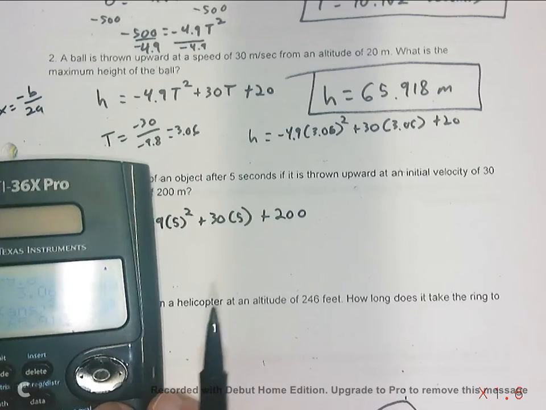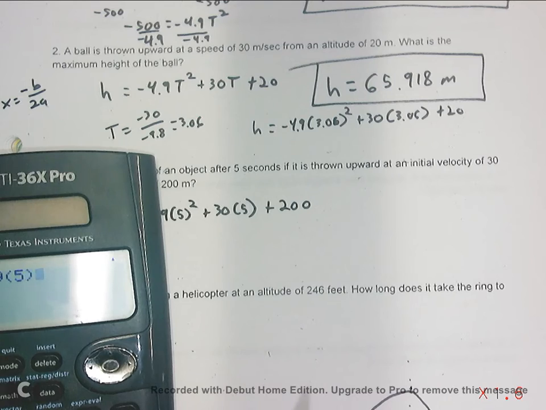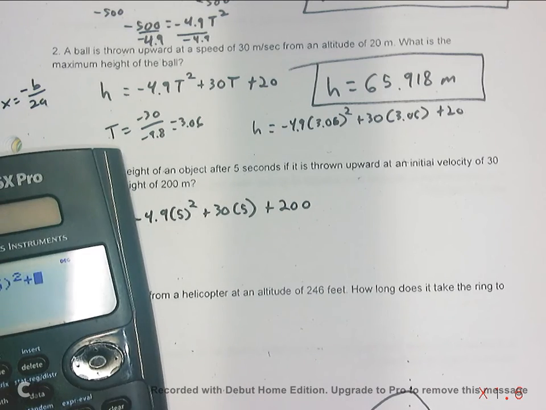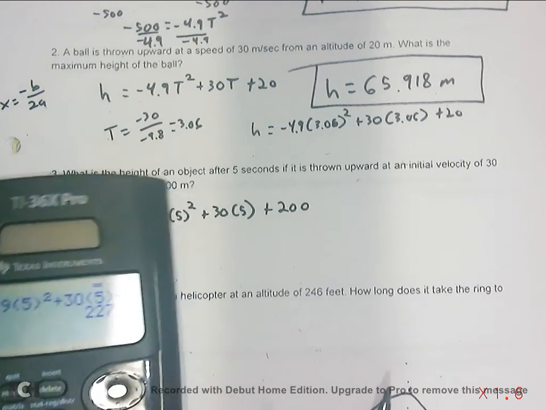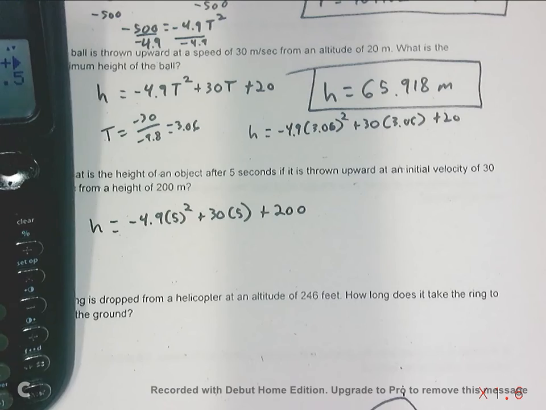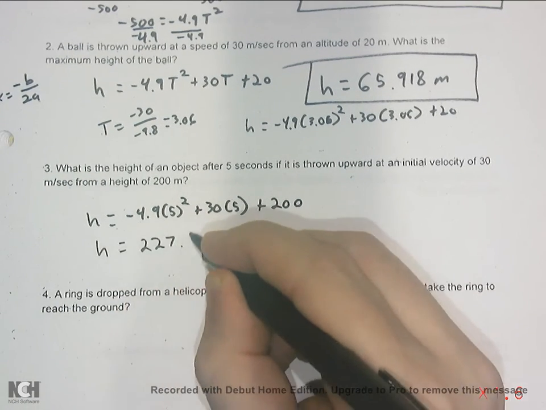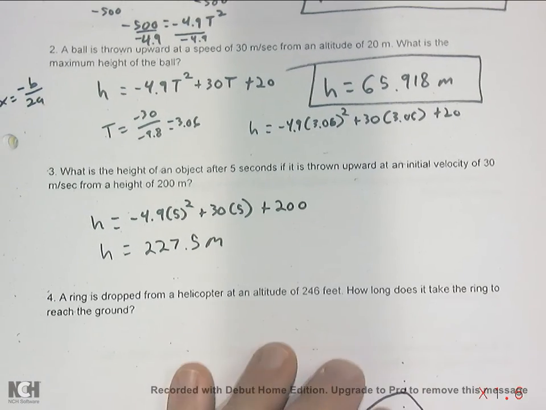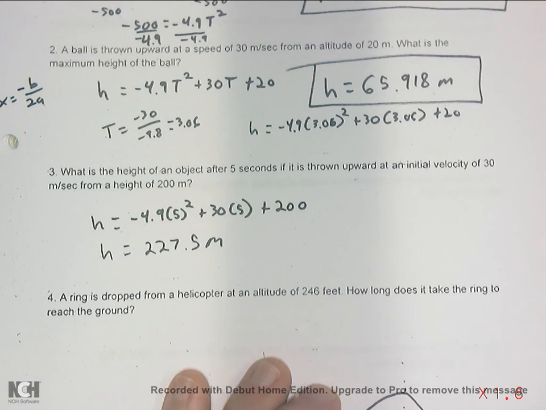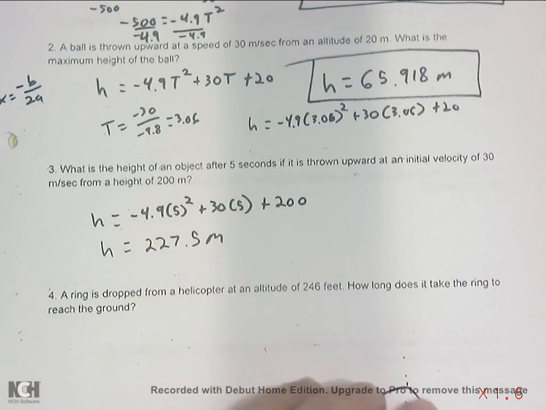I just plug that all into my calculator. So negative 4.9 times 5 squared plus 30 times 5 plus 200 is going to be 227.5. So the height is going to be 227.5 meters after 5 seconds. Okay? So that's how you do it if it gives you a specific time. You just replace the t with the time. Okay? One more that I want to talk about real quick.